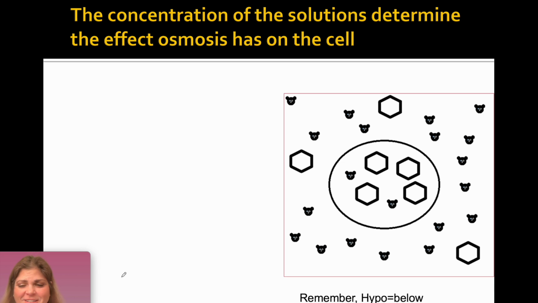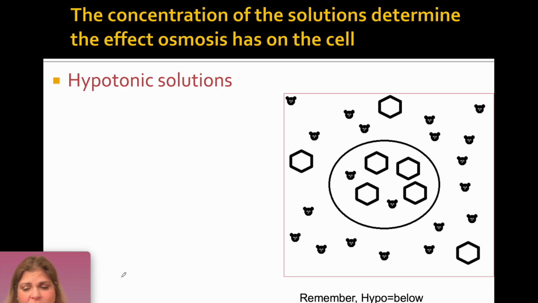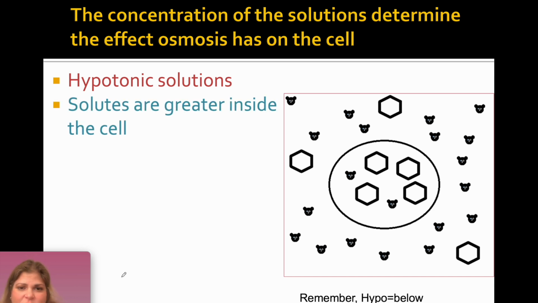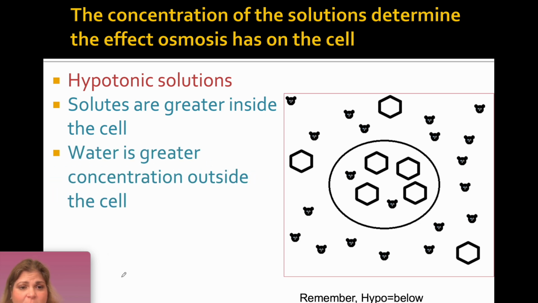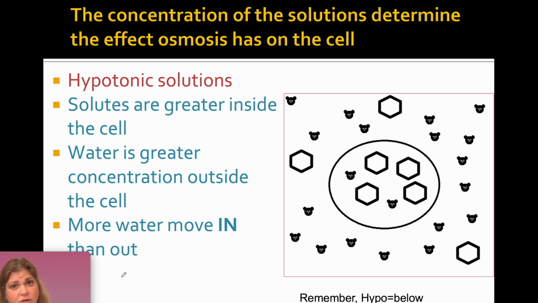So if we look at the next kind of cell, we have hypotonic. Hypo means under. So in this case, the solute concentration outside is under. So the solute concentration is low on the outside, meaning water concentration is therefore higher on the outside. So water moves from where there's a lot of water to where there's less. So from high to low concentration, meaning that water will move into the cell.